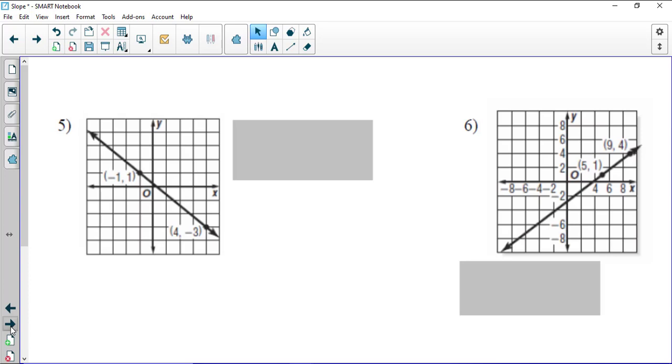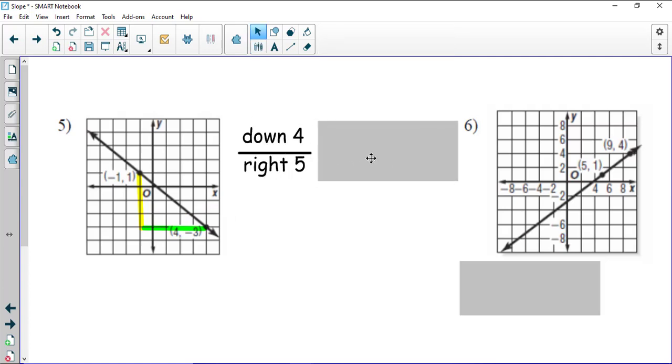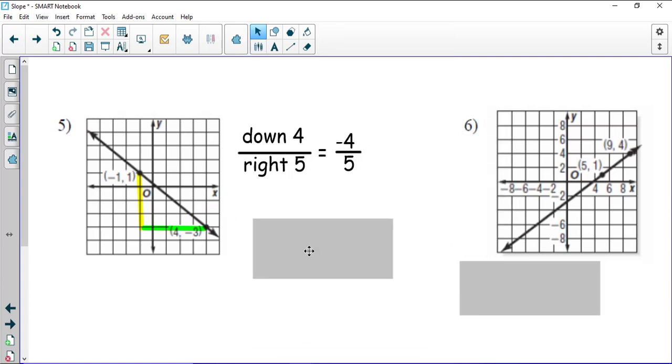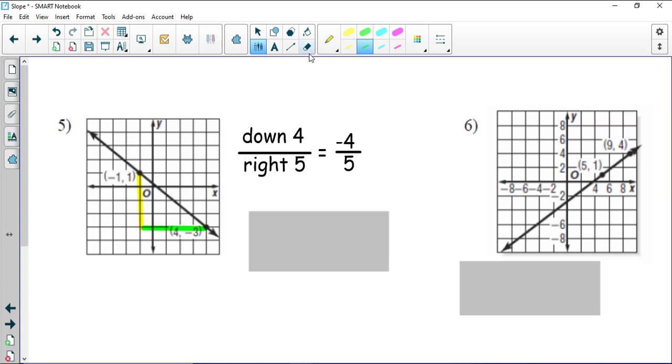All right, let's take a look at number 5. So I'm going to go from the point on the left to the point on the right. So I'm going to go down. Let's count how many units. 1, 2, 3, 4 units. And I'm going to go to the right. 1, 2, 3, 4, 5 units. So down 4, right 5. That's going to be -4 over 5. So a slope of -4/5.